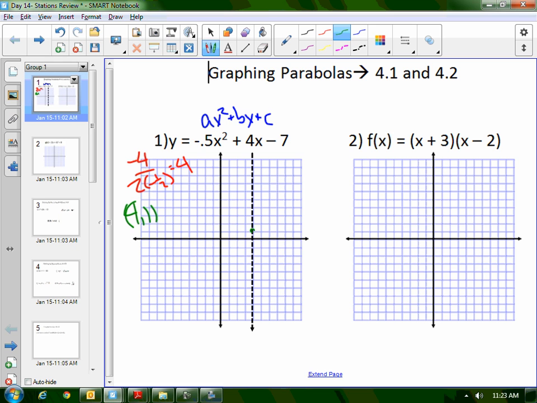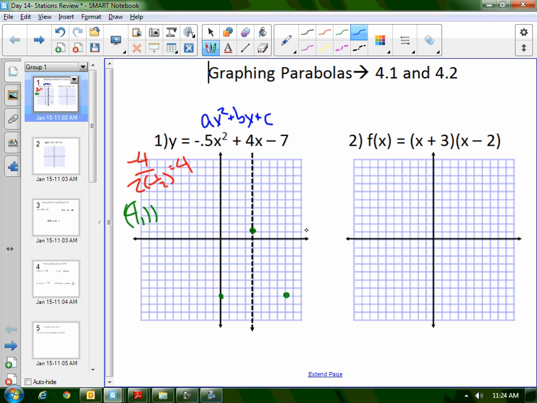That's the vertex. So I know the vertex, and you should know that since this is negative, it's going to open down. We just got to figure out some more points to graph. One easy point from standard form is the y-intercept. If you plug in 0, you get negative 7. 1, 2, 3, 4, 5, 6, 7, there's that. Then you can reflect that to get 8, negative 7, that's down here.